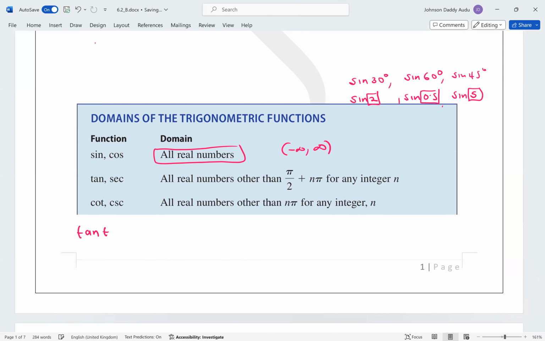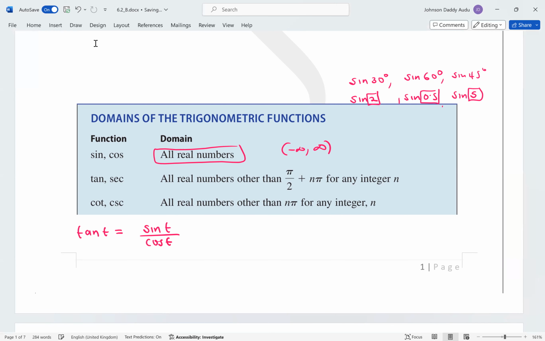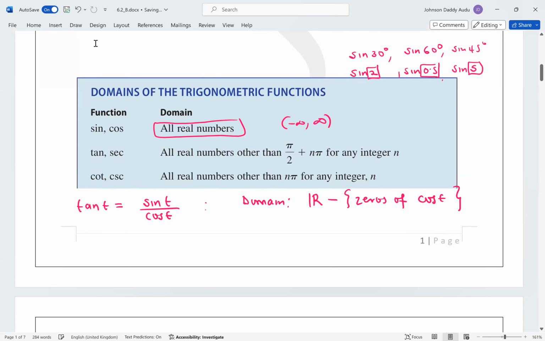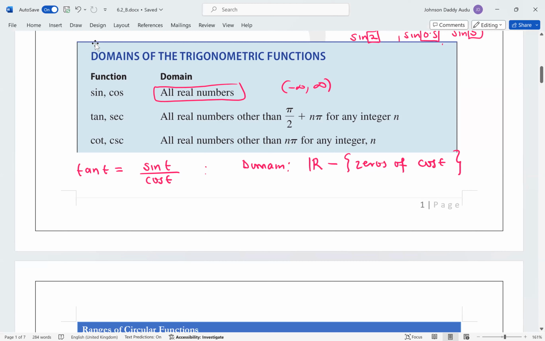For tan, for example, if you say tan t, remember tan t is going to be sine t over cosine t. So if you want to find the domain, what will be the domain? The domain will be the whole R minus the zeros of cosine t, because this is like a rational function. So you have to remove the zeros of cosine t from R. And what is the zero of cosine t?